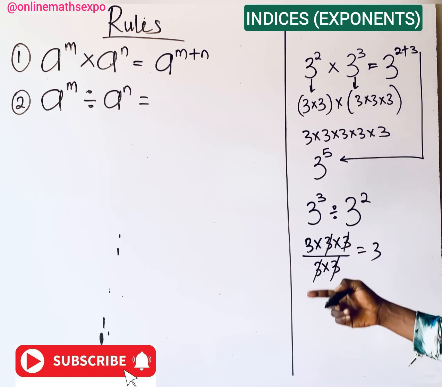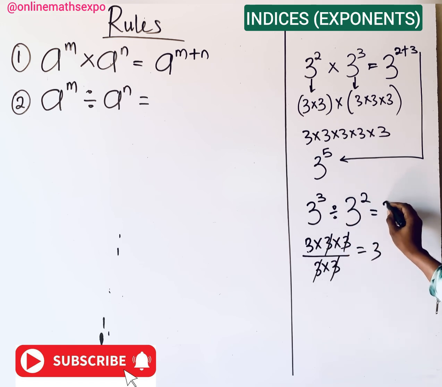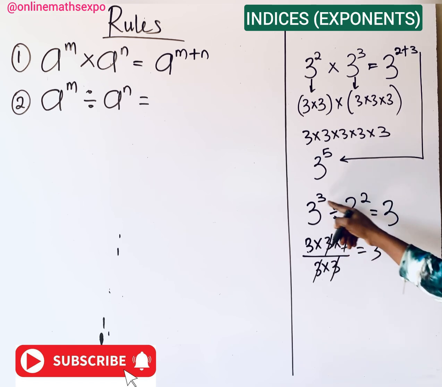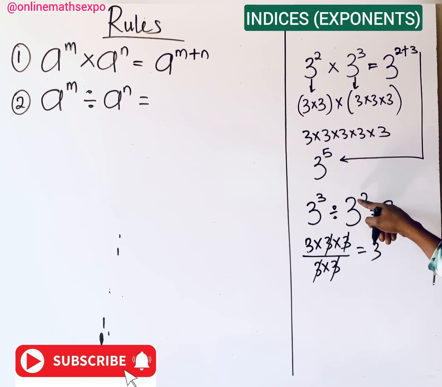So what do you do invariably? It means that this is the same as 3. Then what did you do to the power to get this? It means you are going to subtract. So it means you are going to have 3 minus 2. And when you subtract 2 from 3, it gives you 3 to the power of 1.